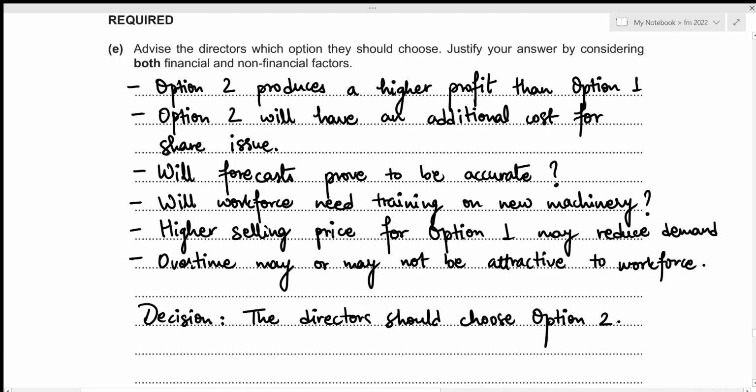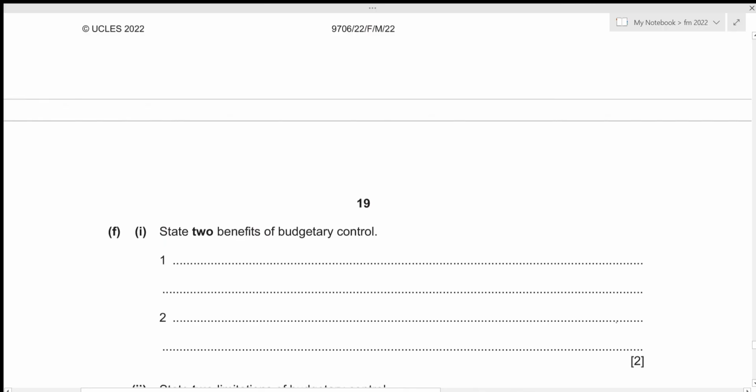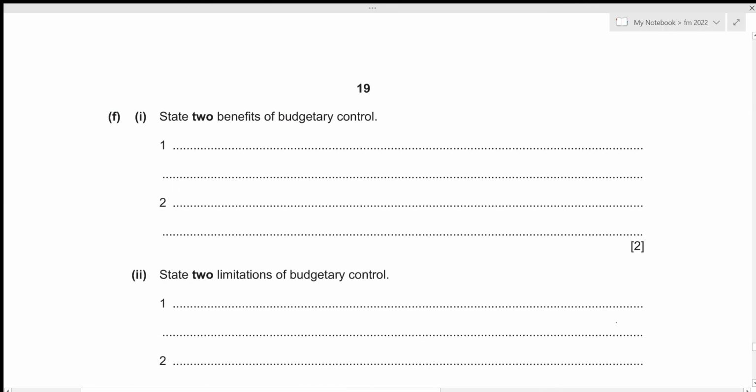Now we can move towards the sixth one. We need to state 2 benefits of budgetary control. So budgetary control is basically setting a budget and then motivating the workforce to achieve that particular set budget, right? So this will definitely assist with motivation. Let's write it down. Can assist with motivation.